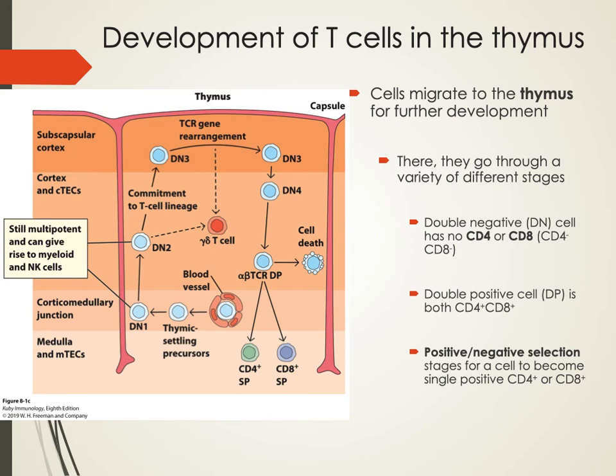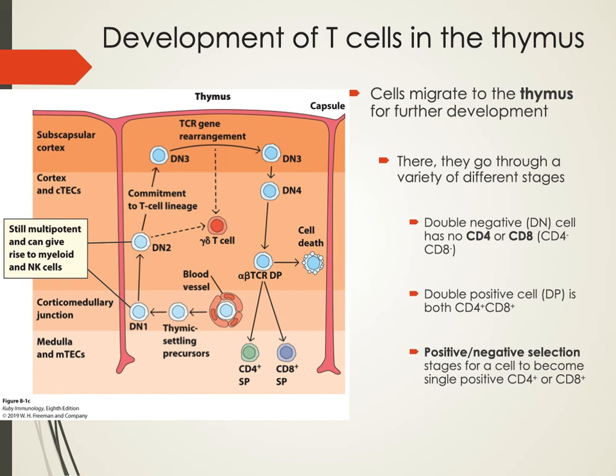It's during the positive and negative selection stages that the cell will select which type of T cell it's going to be, whether it would be a CD4 single positive cell or a CD8 single positive cell.